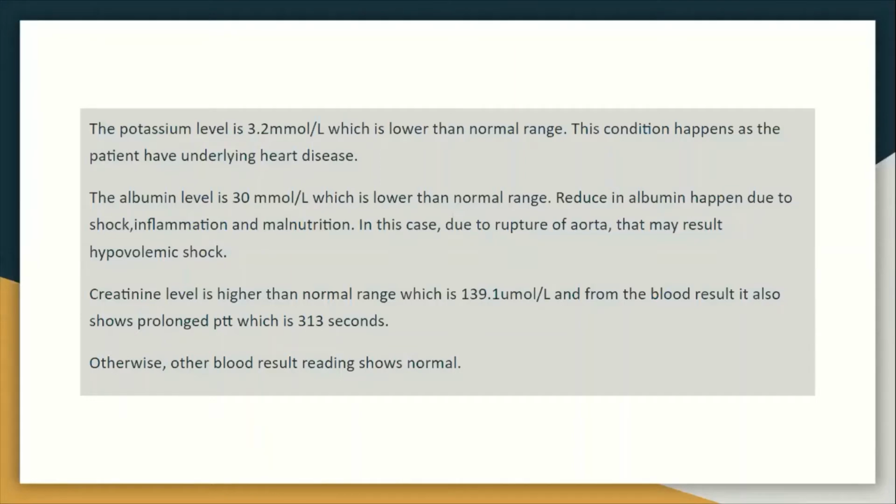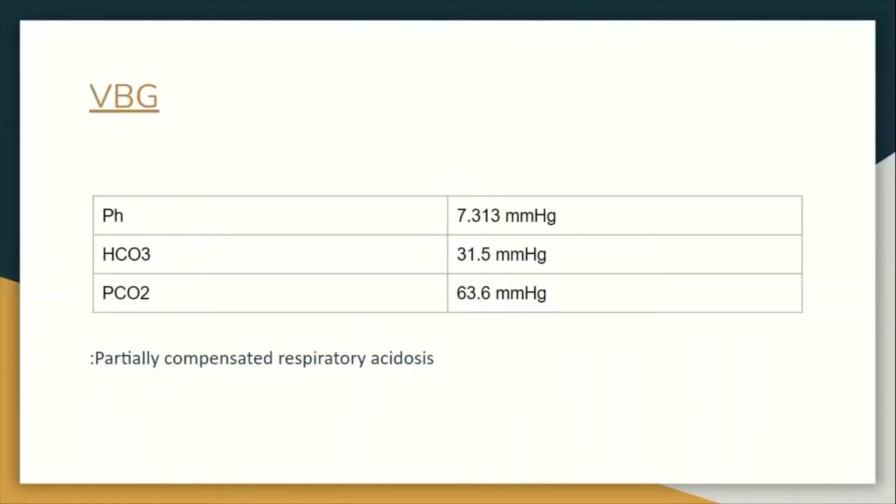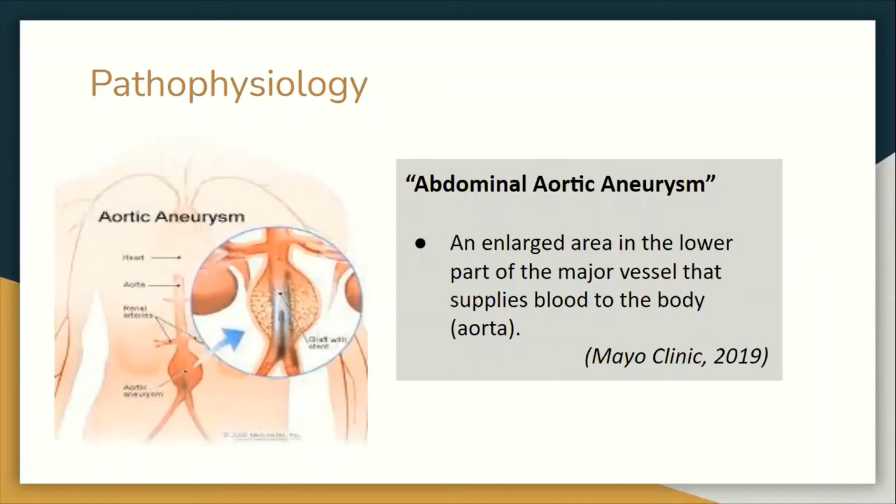The creatinine level is higher than the normal range, which is 139.1 micromole per liter, and the blood result also shows a prolonged PTT, which is 330 seconds. Otherwise, the blood results show normal readings. The blood gas result shows the patient has a partially compensated respiratory issue. Next is pathophysiology.